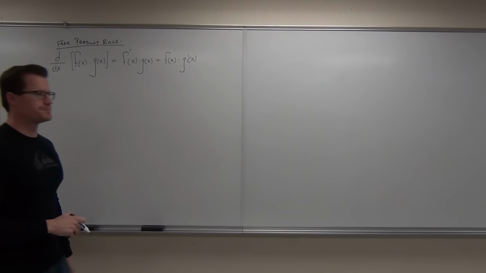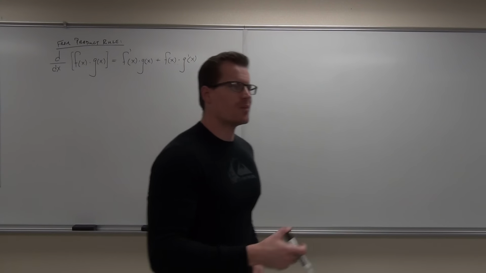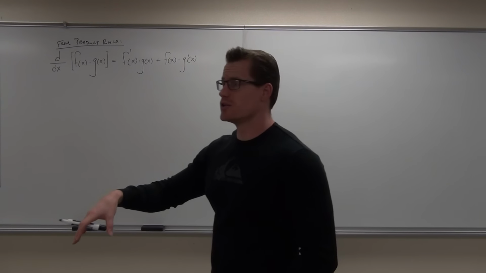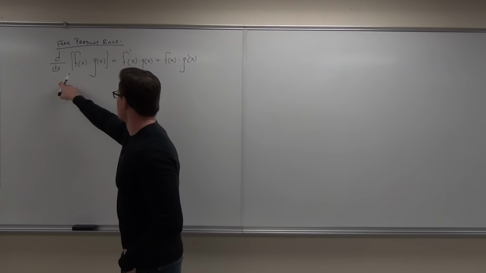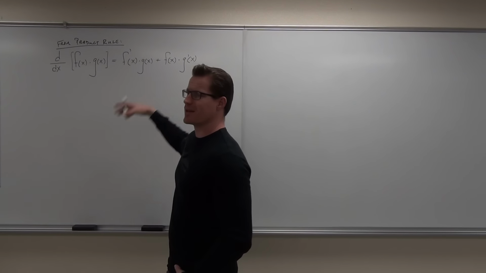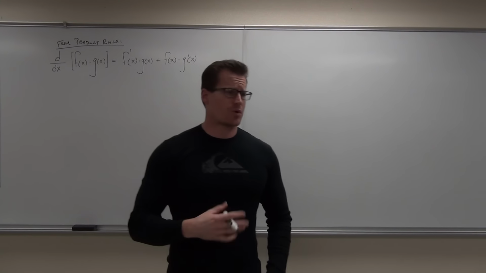From product rule. I'm going to prove something for you. And we're just going to start with what the product rule is, and we're going to try to undo it. So notice that we've got a derivative, and the derivative equals derivative of the first times the second plus the first times derivative of the second. That's your basic old product rule.